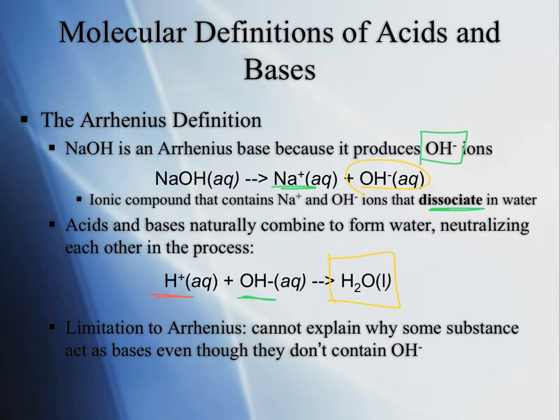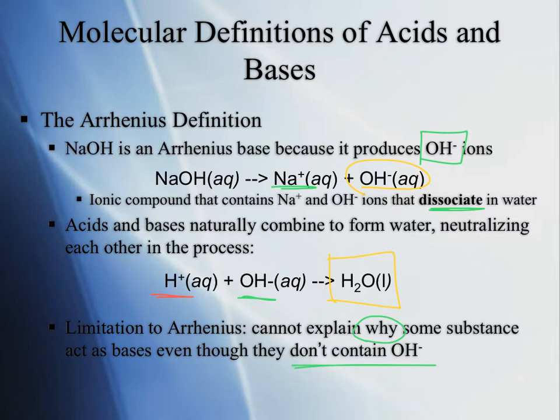So there are a few limitations on this first definition, the Arrhenius definition of acids and bases, like I mentioned before, which is going to lead to our second, expanded definition of acids and bases. The main limitation of the Arrhenius definition is that it cannot explain why some substances that act like bases, meaning that they give off hydroxide ions in solution, don't contain OH themselves.